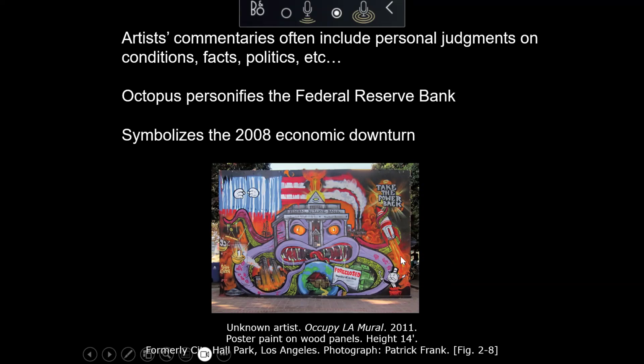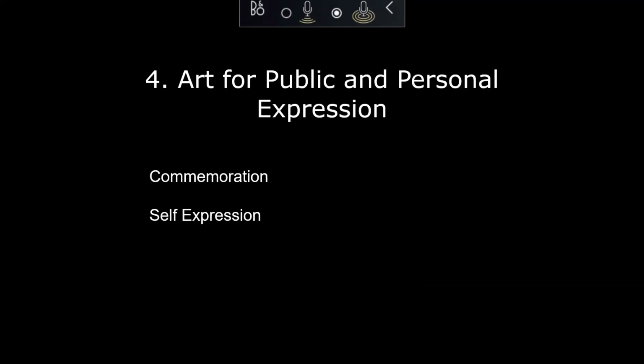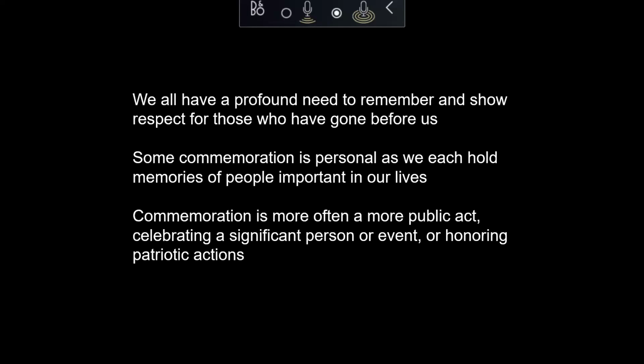This rocket, we see the little Monopoly man. Obviously, somebody is not happy, right, with what has happened. But here we are talking about it. Graffiti artists are artists too, right? So number 4, art for public and personal expression. Just saw some graffiti art, but let's talk a little bit more about commemoration and self-expression as well.